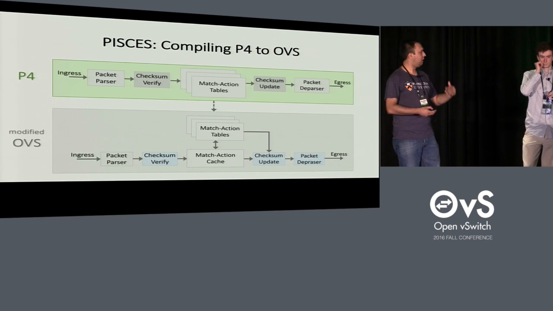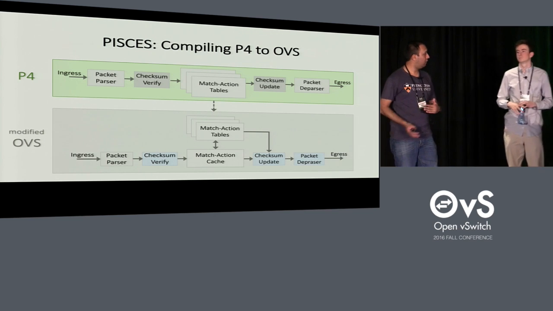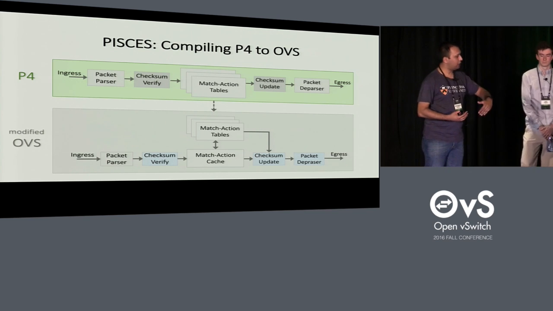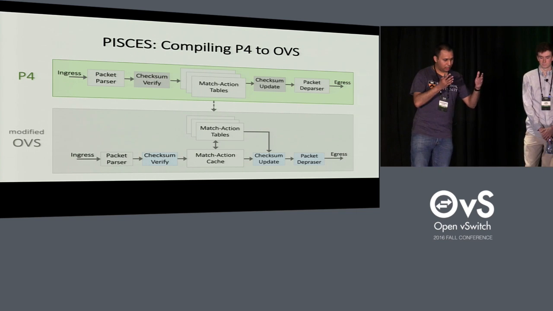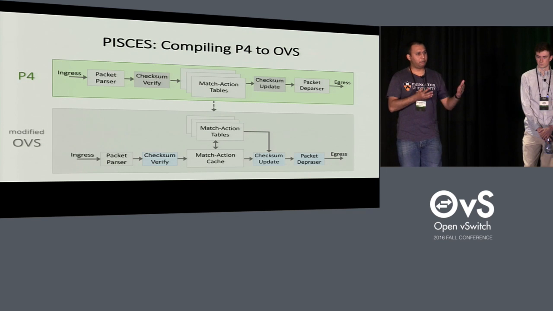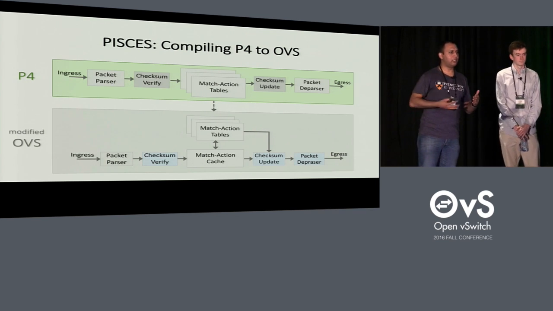OVS. So you can see there's a naive mapping where you can just take the parser, convert that into a parser in OVS, match action tables to match action tables and so forth. But we found out that the default packet forwarding model that P4 has a lot of overhead. There are a lot of redundant computations happening in there.